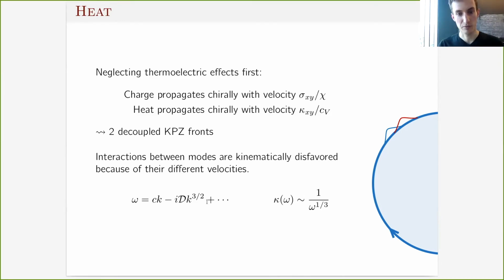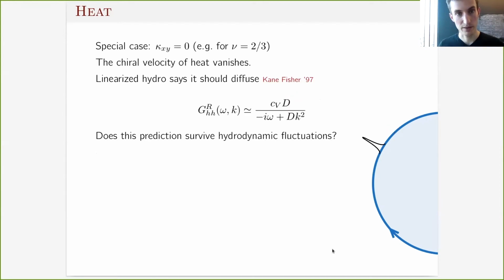And so you have KPZ spreading of both modes and these singular conductivities. One special case is when the bulk thermal Hall conductivity vanishes, as is the case, for example, for ν equals 2/3. So then the heat mode no longer propagates chirally. And at the linearized level, you would just say that it diffuses in that case. So that was what was found in this paper, that you simply have diffusion of heat and then charge does its KPZ thing. So we could ask, does this prediction survive against hydrodynamic fluctuations?